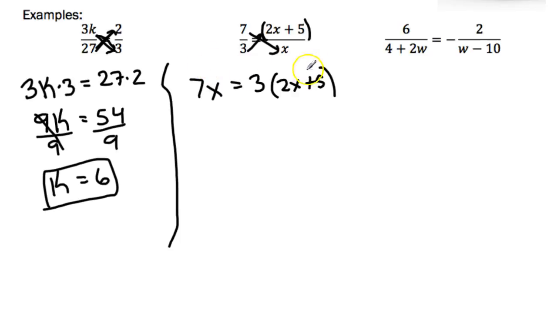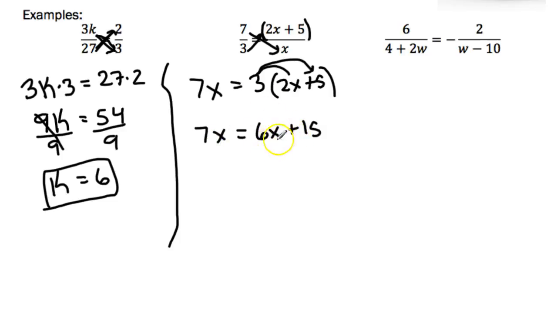After you do this, we want to distribute and then solve for x. So when I distribute, I do 3 times 2x. That will be 6x. And then I do 3 times 5, which is 15. It was plus here, so I put the plus right there. And that equals 7x.